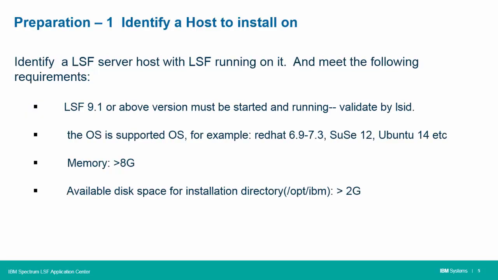So first of all, I need to identify a host to install the Application Center on, and I have to satisfy the prerequisites. So I need to be running LSF Server 9.1 or above on the machine where I'm going to install. And I can check that by running the lsid command. LSF Application Center supports a variety of OSs, including Red Hat 6, 7, SUSE, Ubuntu, and others. You do require at least 8 gigabytes of memory, and we also require about 2 gigs of disk space, typically in /opt/ibm.